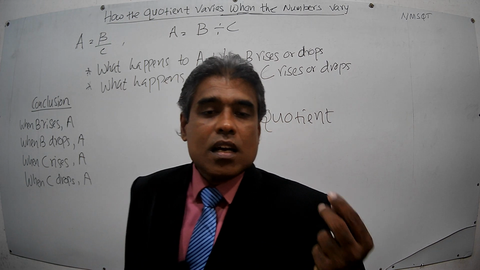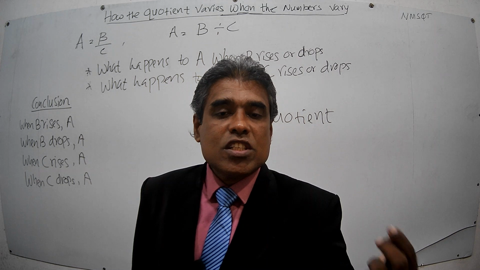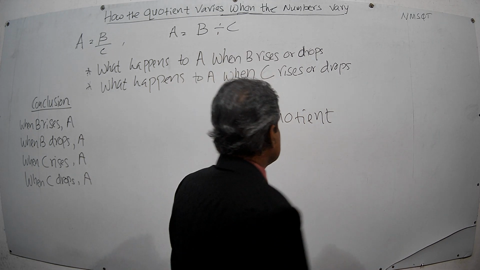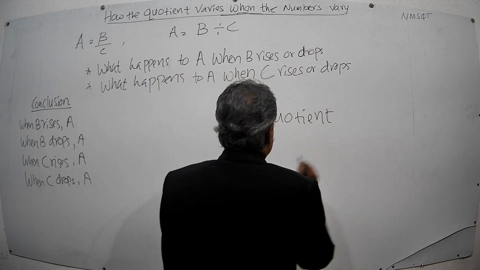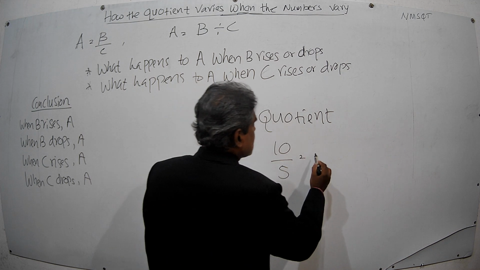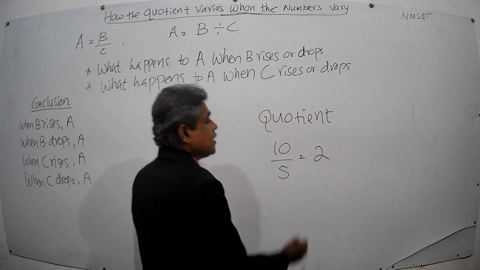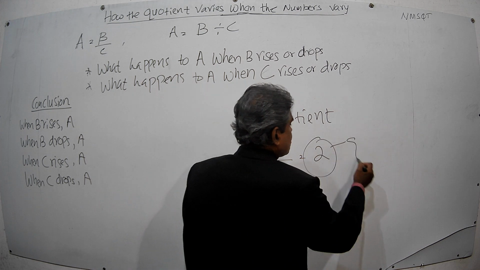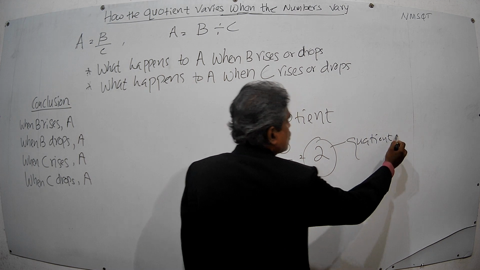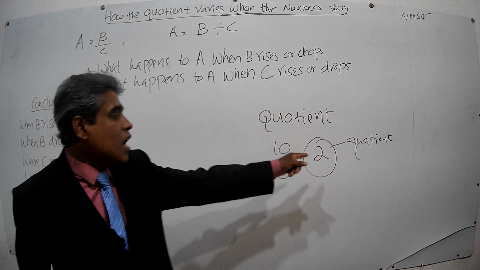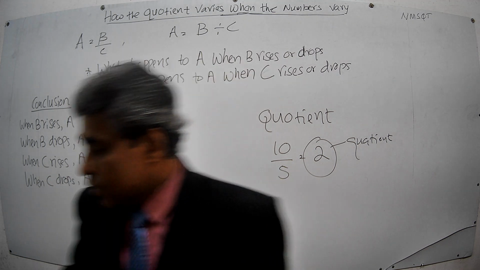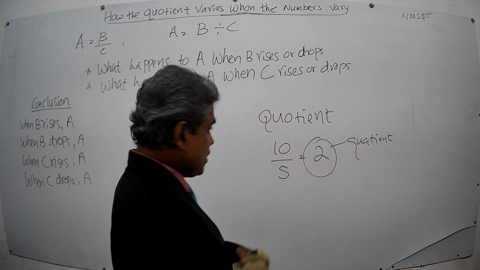Quotient is the answer you get after dividing one number by another. For example, you divide 10 by 5. What is your answer? 2. Then this 2 is called the quotient. This is the result that you get after dividing one number by another. That is what the quotient is.